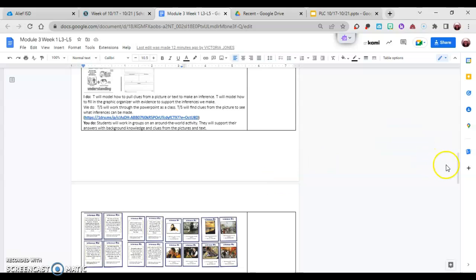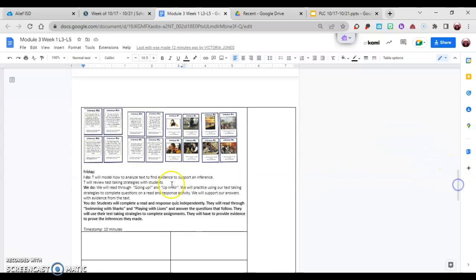So looking at what our I do is, identifying the specific skill that we're going to be teaching and what we expect students to learn. And then we are going to find a spot to put in that check for understanding before we release them to do that we do part as a class.